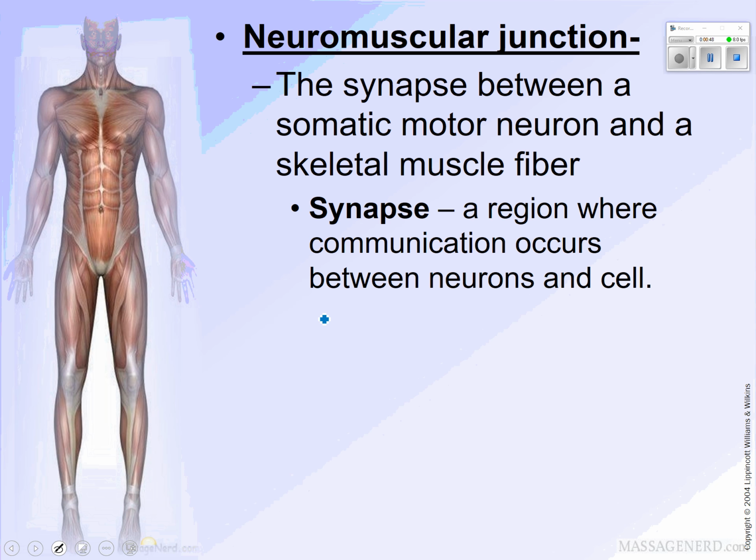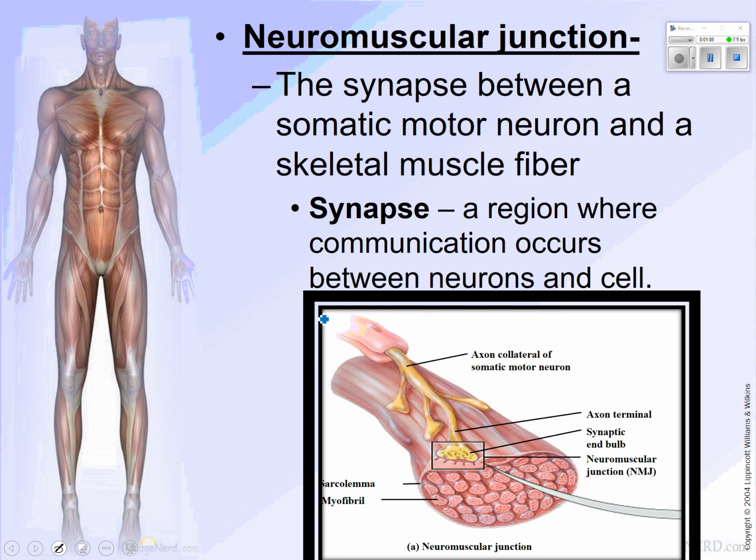Muscle action potentials are going to arise from the neuromuscular junction area. That's the synapse between a somatic motor neuron and a skeletal muscle fiber. A synapse is a region where the communication is going to occur between the neuron and a cell, or it can occur between two neurons.